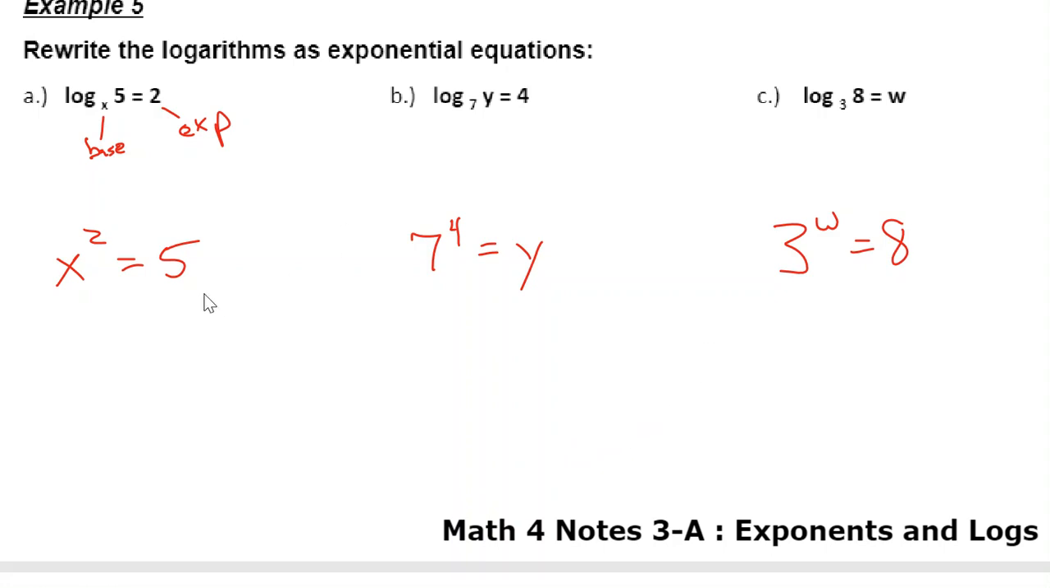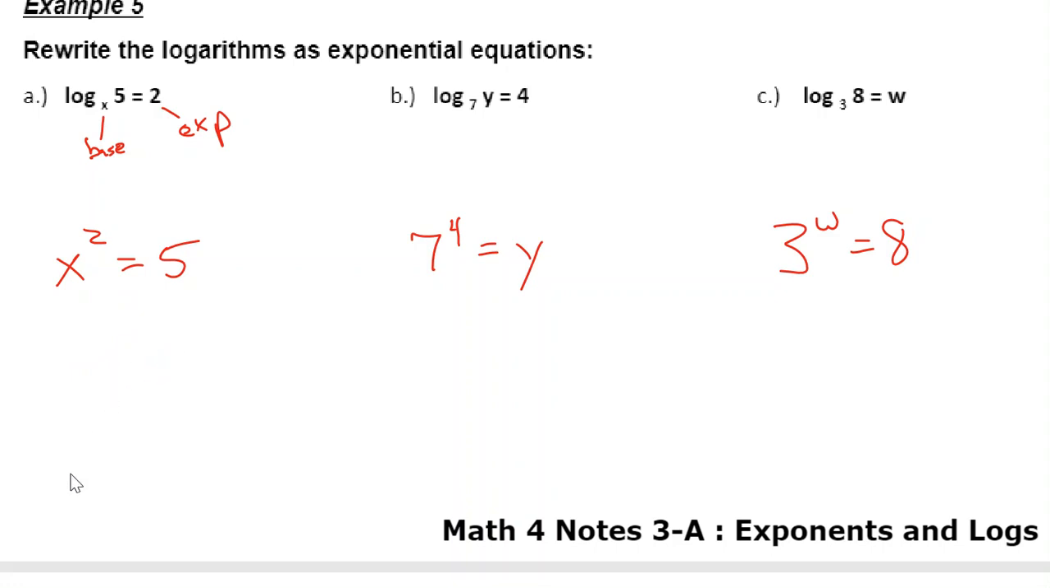Now, sometimes what will happen is that you'll be given a problem like this guy up here, log base x of 5 equals 2, and you can rewrite it here, and I can solve for x. I can take the square root of both sides, and that means that my x value is plus or minus the square root of 5.